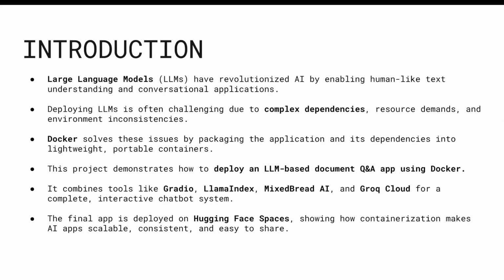Introduction. LLMs are revolutionary, but deploying them is tough due to complex dependencies and resource management. Our solution is Docker. It packages the app and its dependencies into a lightweight, portable container, eliminating environment inconsistencies. Our project is a document Q&A app that combines cutting-edge tools like Gradio for the UI, LlamaIndex for the pipeline, Mixedbread AI, and Groq Cloud for fast inference. The result is an easy, scalable, shareable chatbot deployed on Hugging Face Spaces.